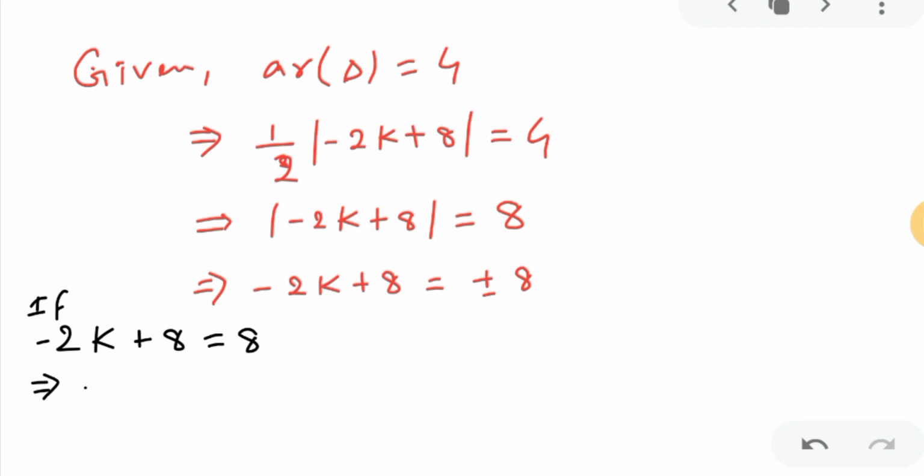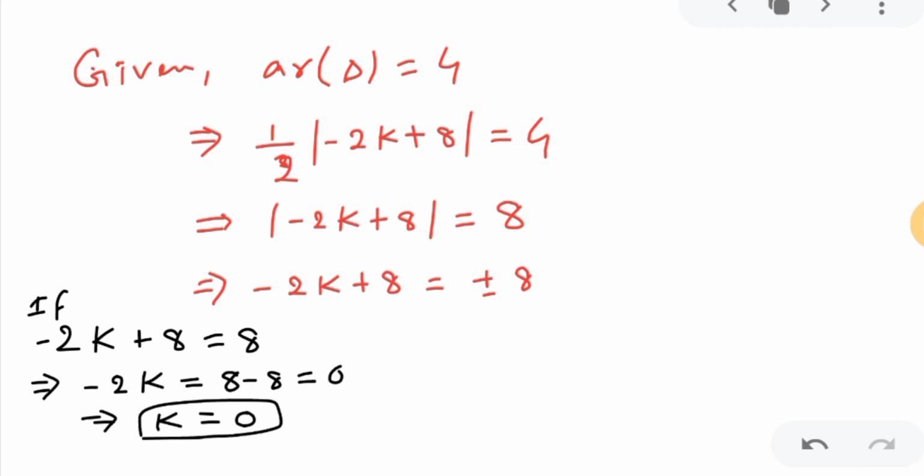So if minus 2k plus 8 is equal to 8, then minus 2k will be 8 minus 8, 8 will come to the right side, 0, correct? In this way, you will calculate k is equal to 0, 0 upon minus 2 will be 0, correct? So if I am taking the positive value, then I am getting 0.